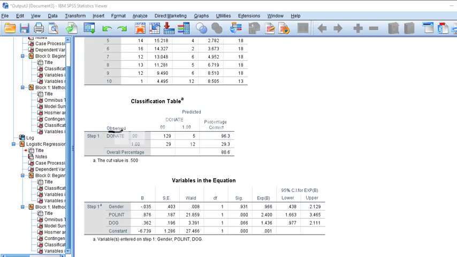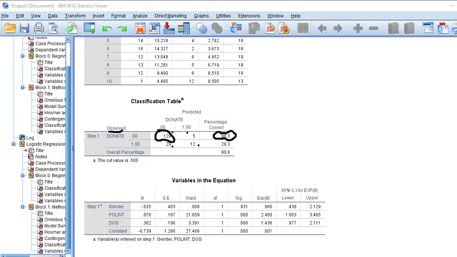So we can see that we have a total of 134 cases. If we add this number and this number together, that's 134 cases that were observed in the data to indicate intention not to donate. And 129 of those, of that 134, were correctly predicted by the model to express an intention not to donate. So that means that we have an accuracy rate of about 96% when it comes to predicting those who intend not to donate. So that's pretty good.